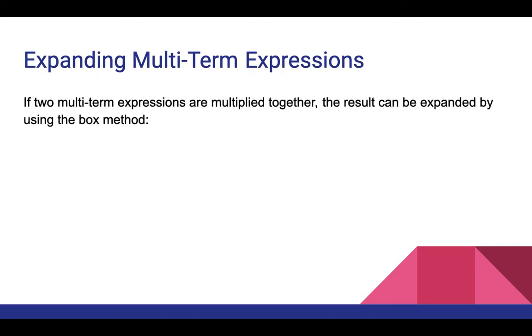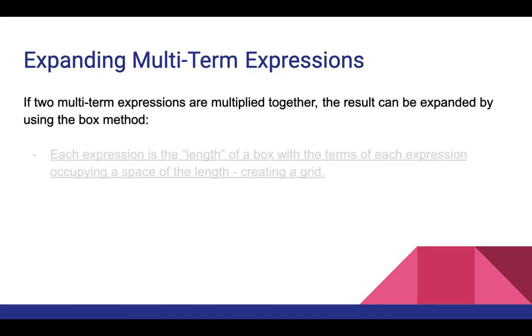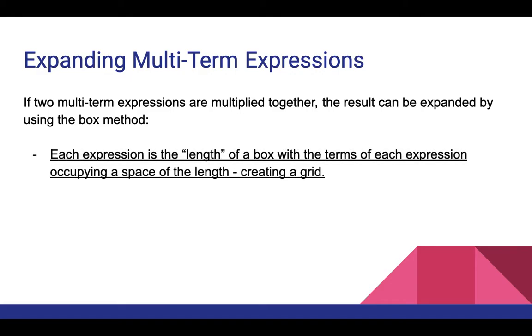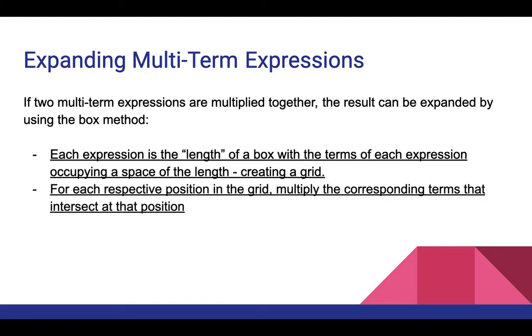Expanding multi-term expressions. If 2 multi-term expressions are multiplied together, the result can be expanded by using the box method. Each expression is the length of a box, with the terms of each expression occupying a space of the region, creating a grid. For each respective position in the grid, multiply the corresponding terms that intersect at that position, and then add together the resulting like terms. This is something that should be familiar from Algebra 2 and pre-calculus.